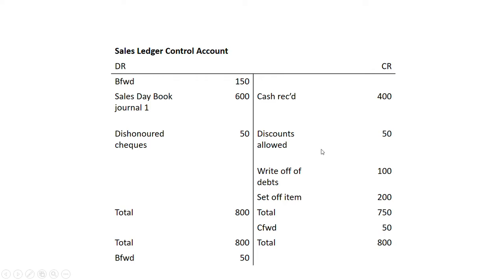Then I've got some discounts allowed, so I reduced the amount that the customer had to pay us by £50 because they paid early, let's say. I wrote off some debts. I said that a debtor didn't exist. I got a write-off of debts in here. So a write-off of debts is, actually, we don't think that we're going to be able to recover the debt.